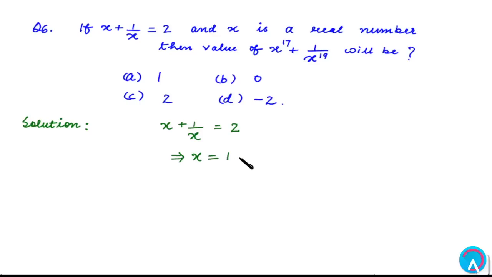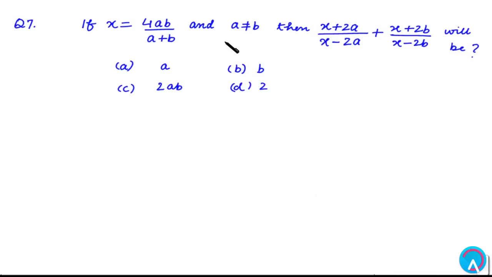1. So that means if we evaluate x to the power 17 plus 1 by x to the power 19, this will be equal to 1 to the power 17 plus 1 by 1 to the power 19, which is equal to 1 plus 1, which is equal to 2. Let's do question number 7.